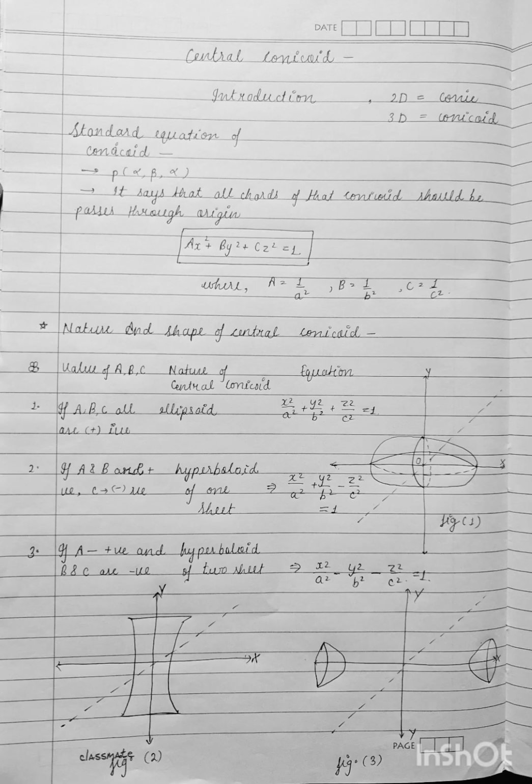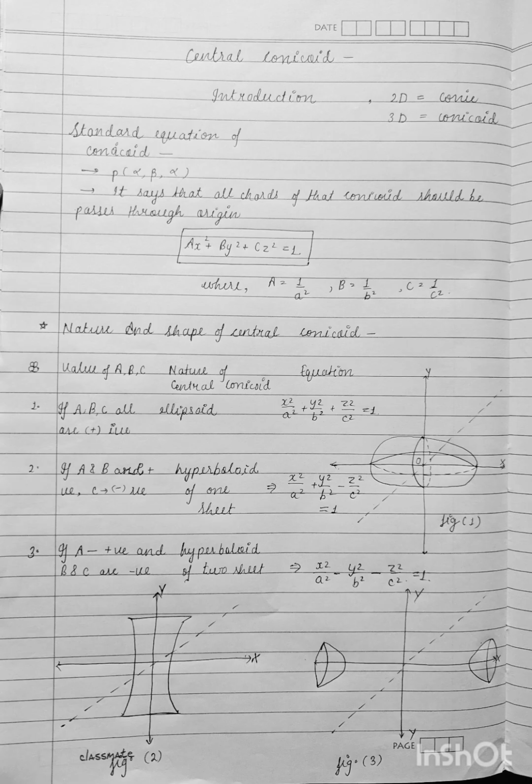then the nature of the central conicoid is the ellipsoid. Here we see in figure 1 the figure of an ellipsoid. We see over here there is a 3D structure because it has the x-axis, y-axis and z-axis as well, and all the axes pass through the origin. All the chords of this pass through the origin. So we understand that it is an ellipsoid, and all the values of A, B, C are positive.